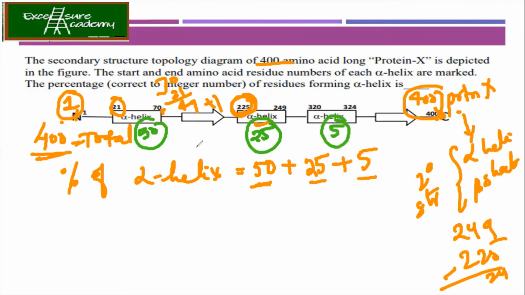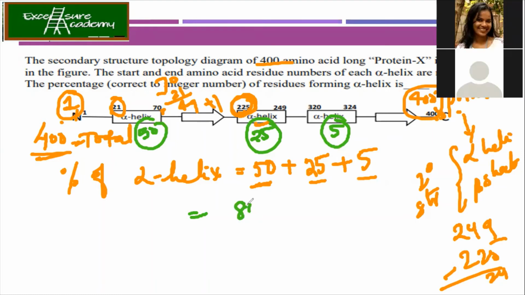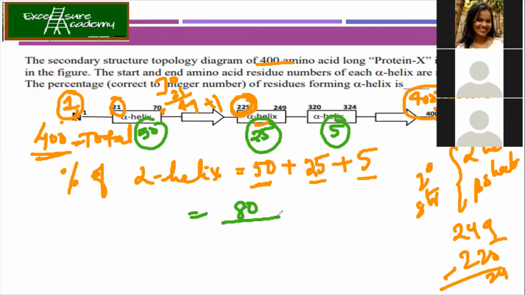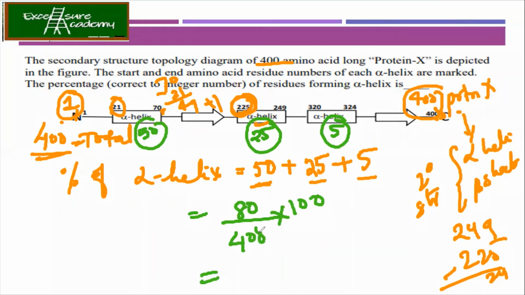Now what is the question asking? The percentage of alpha helix. So what are you going to do? 50 plus 25 plus 5 is how much? 80. So how do you calculate it? 80 upon total into 100. How much are you getting? 20. So the answer is 20%. See, it was simple, right?